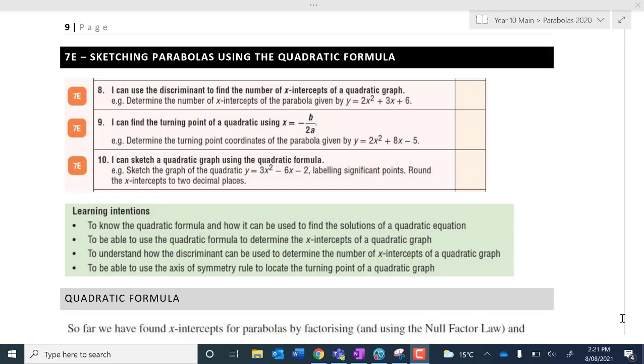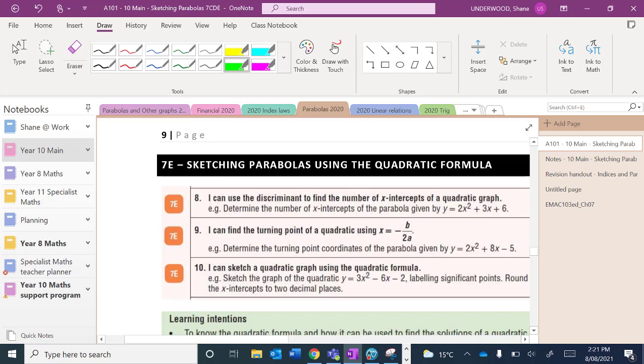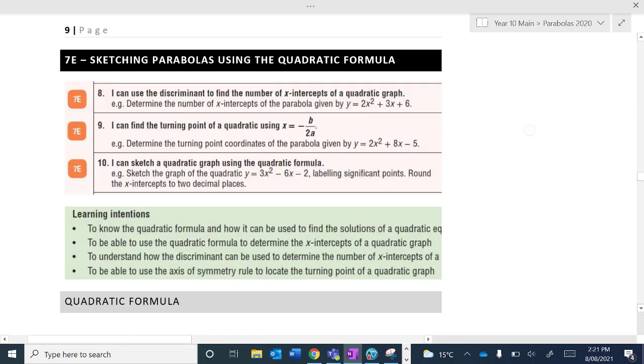Hi, U10s. In this video, I'm going to be going through sketching parabolas using the quadratic formula and introducing that to you for the first time. And of course, we can also use what's called a discriminant to determine the number of x-intercepts as well.